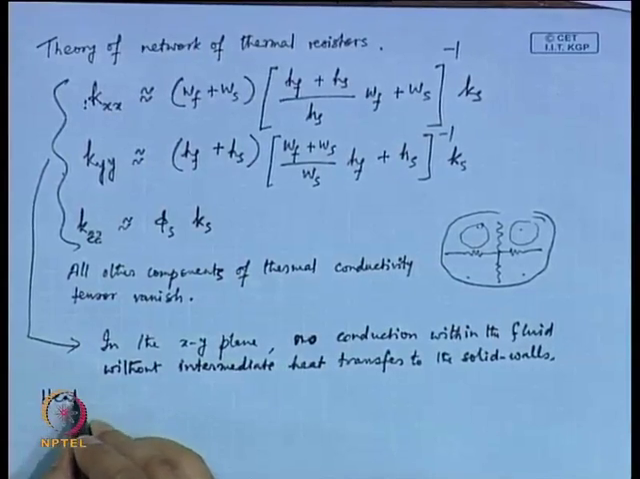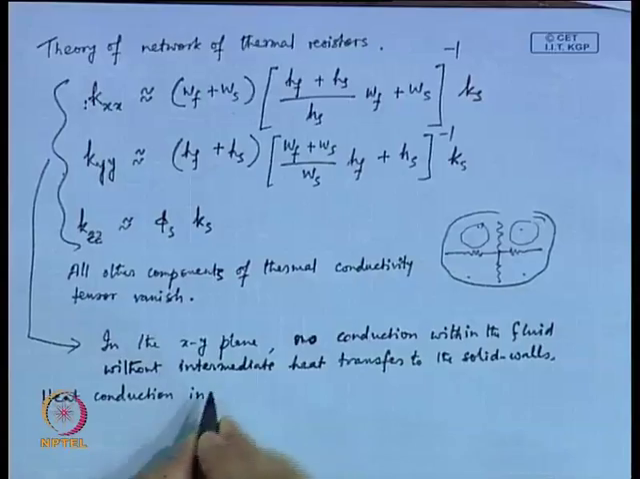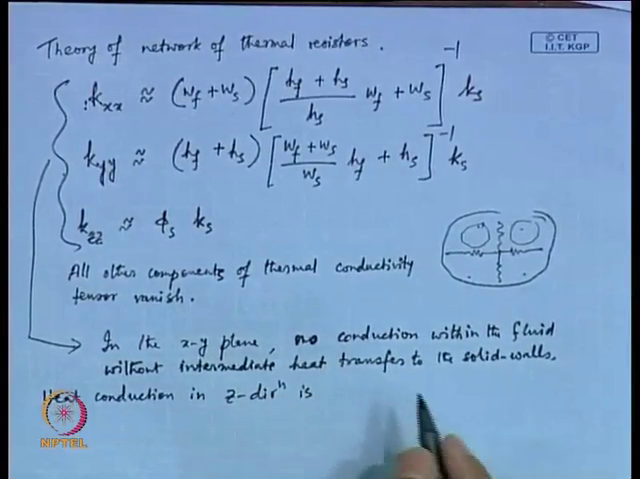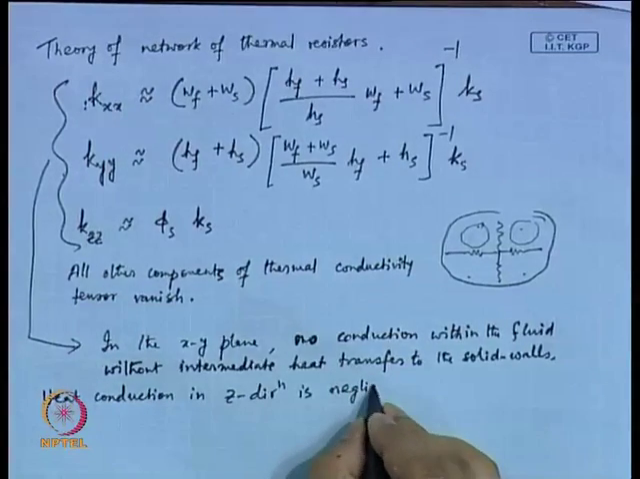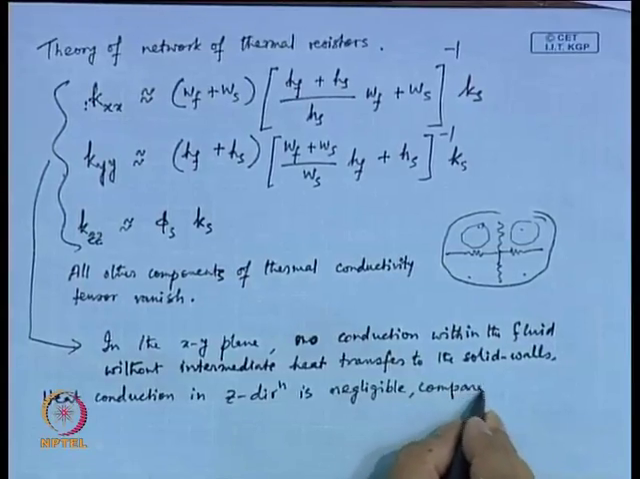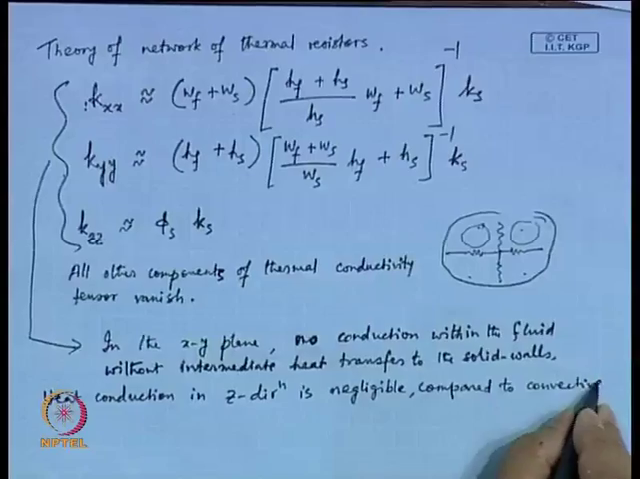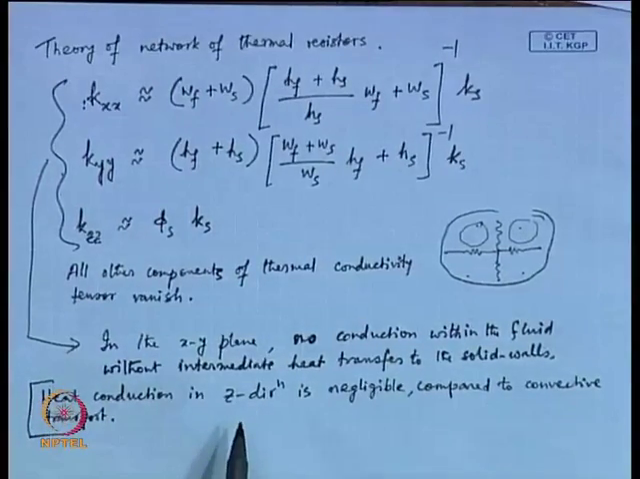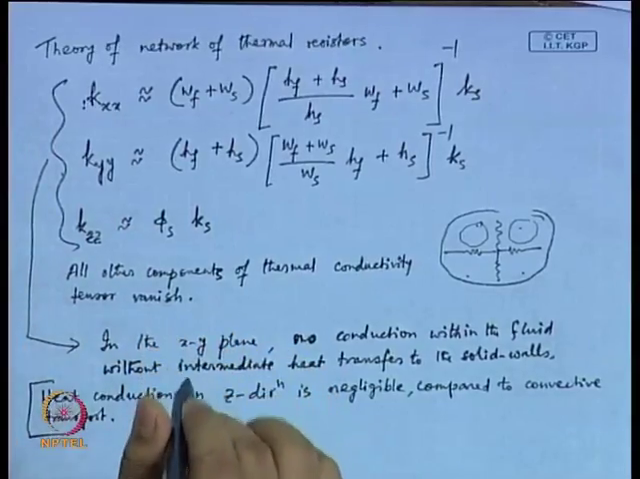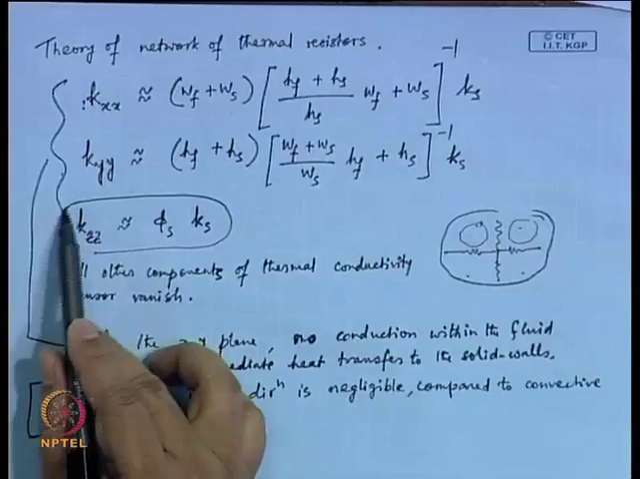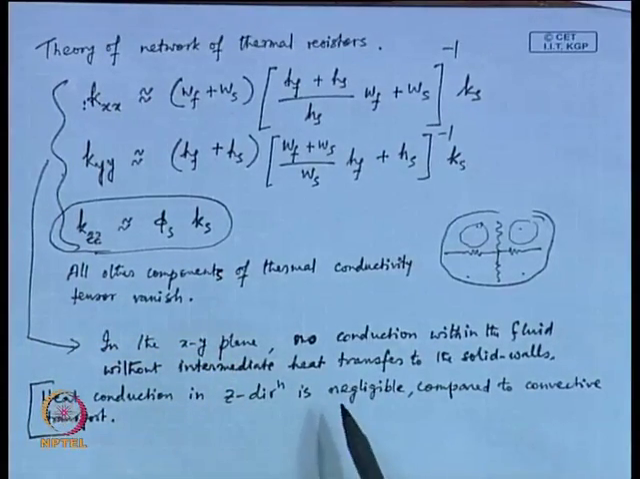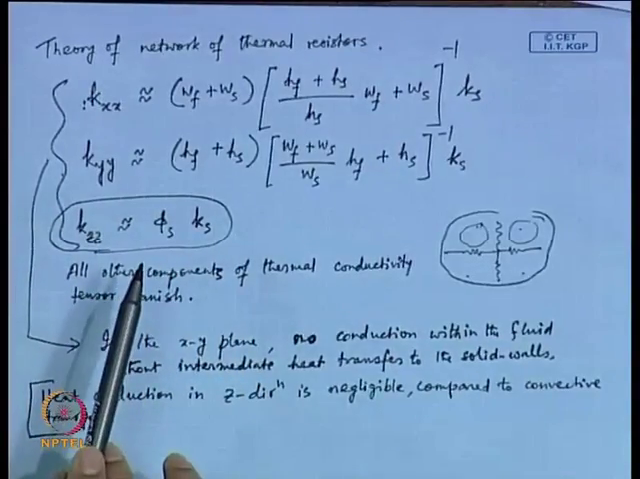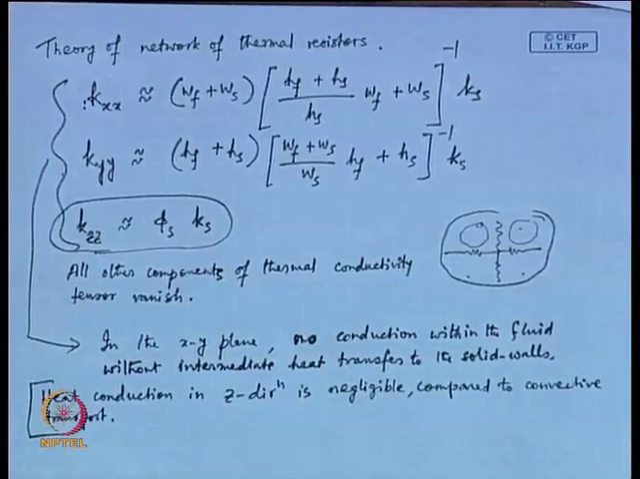Another thing is this heat conduction in z direction is typically negligible compared to convective transport. Z direction is in the direction of the flow. Typically, I have a kzz term and this kzz term is very much there. So heat conduction is possible. However, the temperature gradient in z direction is not very significant, so this heat conduction in z direction is not very significant.